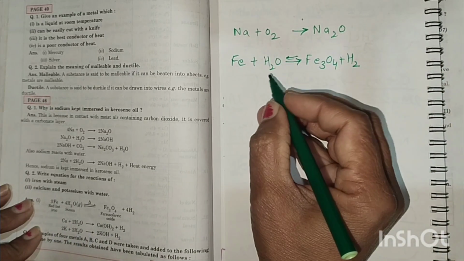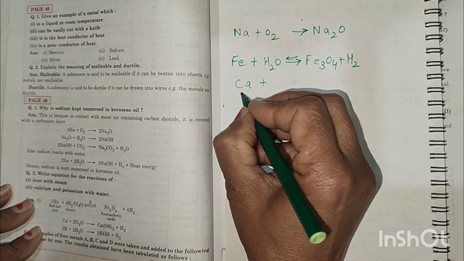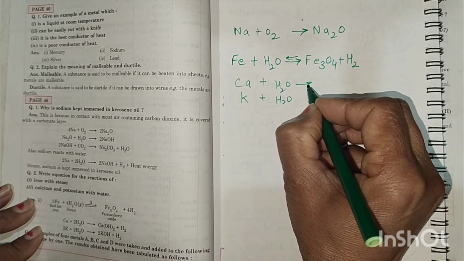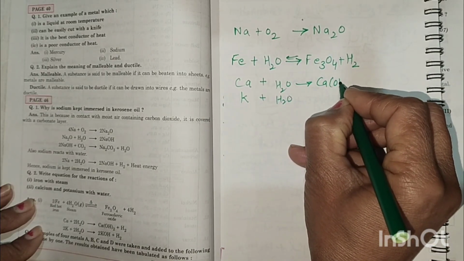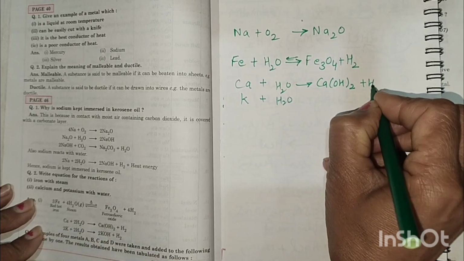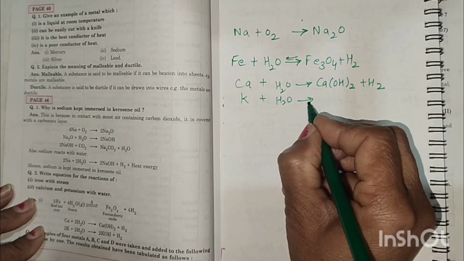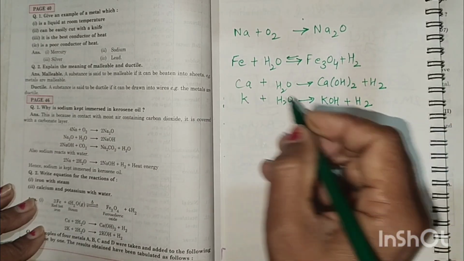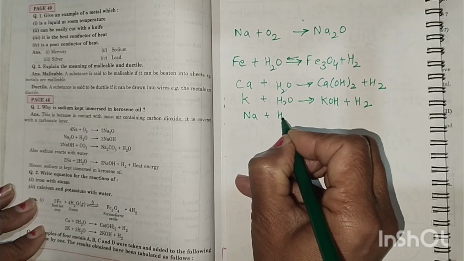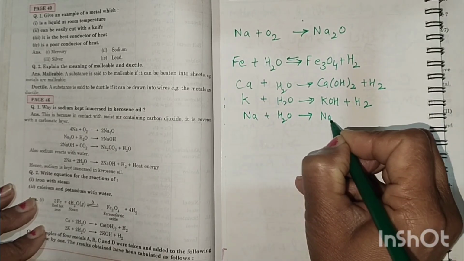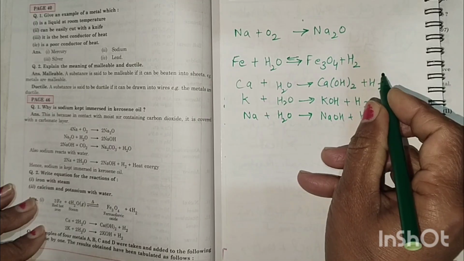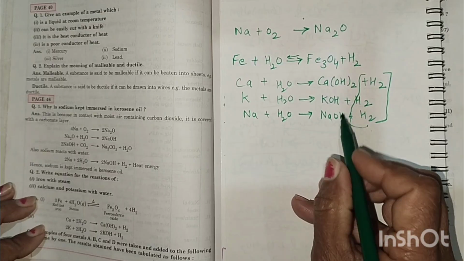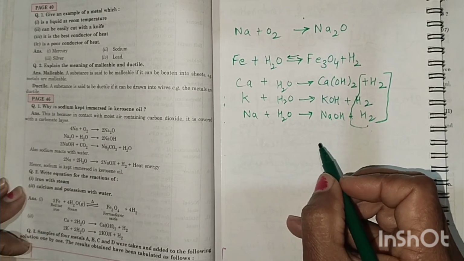Calcium and potassium with water. Calcium and potassium react with water. Then what happens? Calcium combines with water to form calcium hydroxide, and hydrogen gas is released. Potassium combines with water and potassium hydroxide is formed, and hydrogen gas is released. Similarly, sodium combines with water and forms NaOH, and hydrogen gas is released. When a metal reacts with water, it forms hydrogen gas and hydroxides are formed.